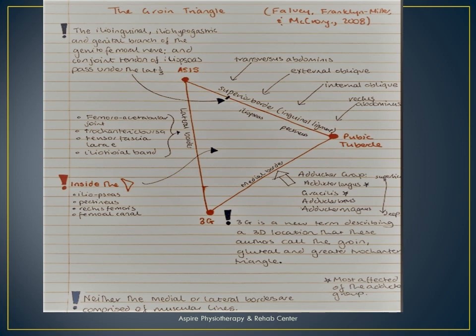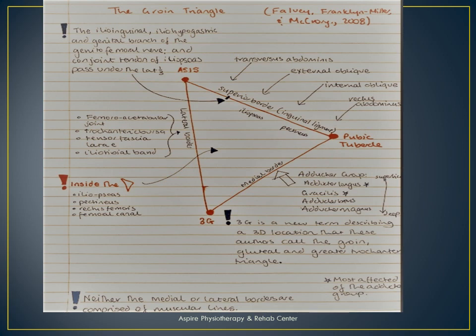Now let's discuss our lateral border. The lateral border starts from ASIS and ends at your 3G point. Now everything lateral to this border, if anatomically we consider acetabular and femoral, that femoroacetabular hip joint is around this lateral border. Then you have the trochanteric bursa, tensor fasciae latae and IT band. This is all associated with your lateral border.